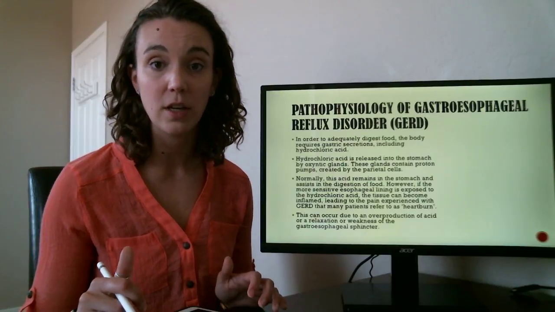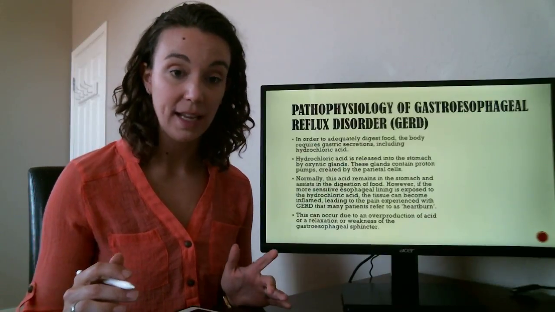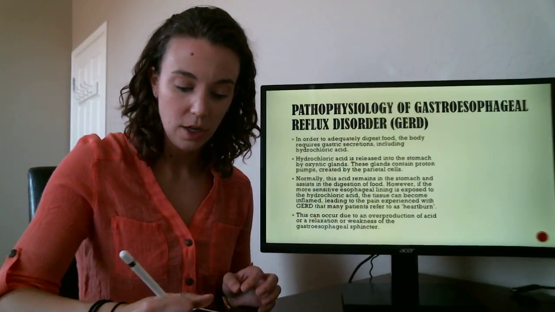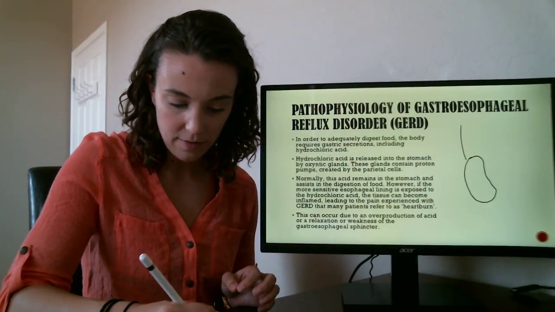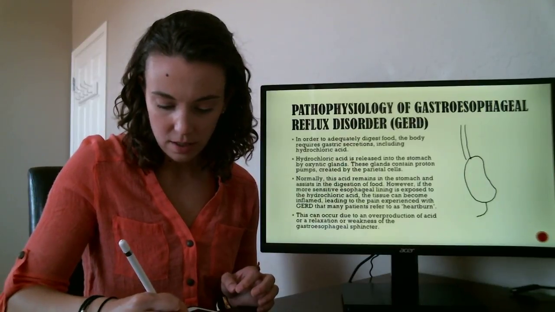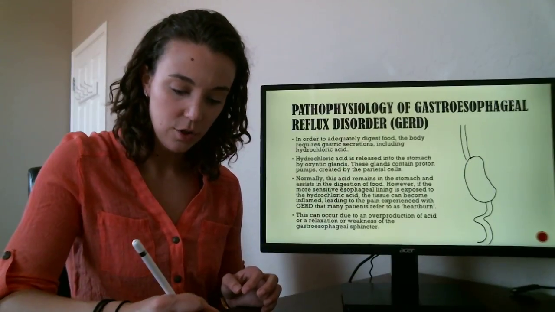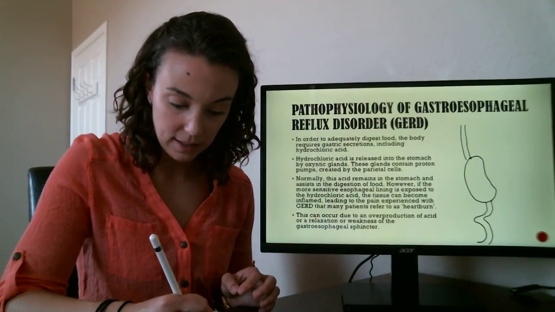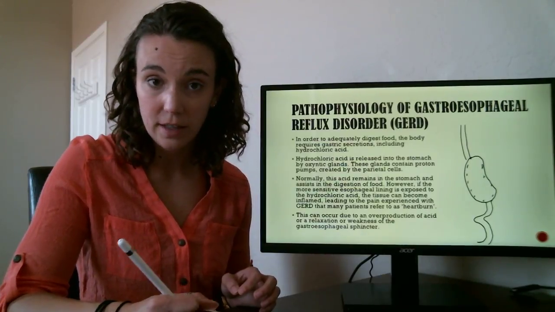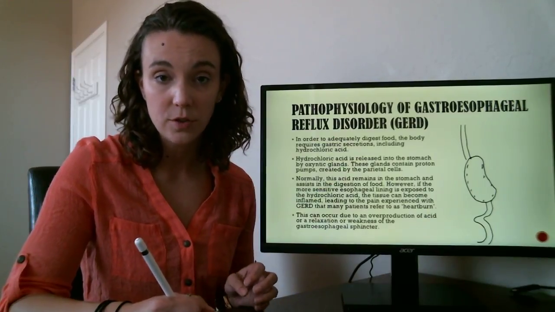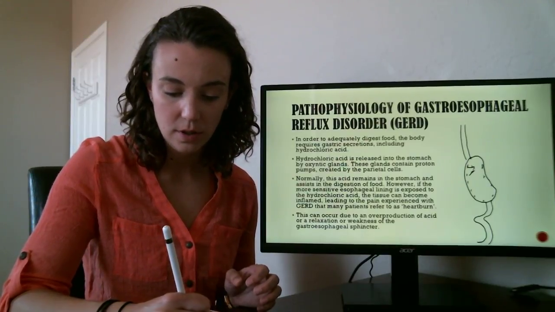So, pathophysiology of GERD. In order to adequately digest food, the stomach must secrete gastric secretions in order to break things down. So this is mostly hydrochloric acid. So we've got our stomach, our esophagus that brings food down and sends it off into the small intestine to continue being digested. So within the stomach, we have oxyntic glands, which contain parietal cells, which create the proton pumps. So these proton pumps are what pump out our hydrochloric acid into the stomach.